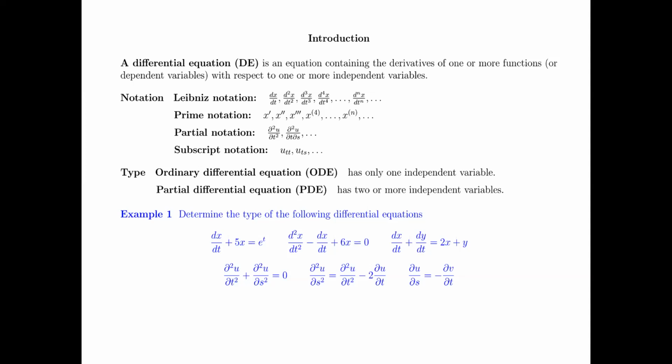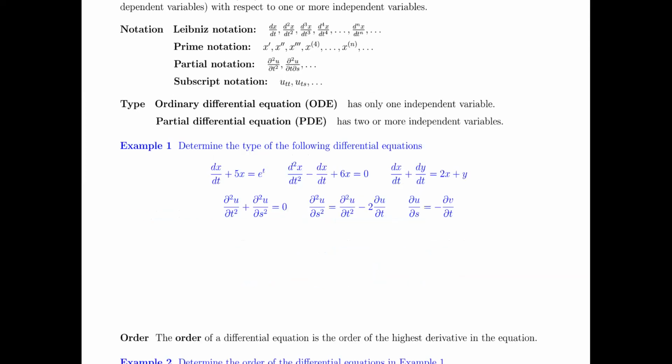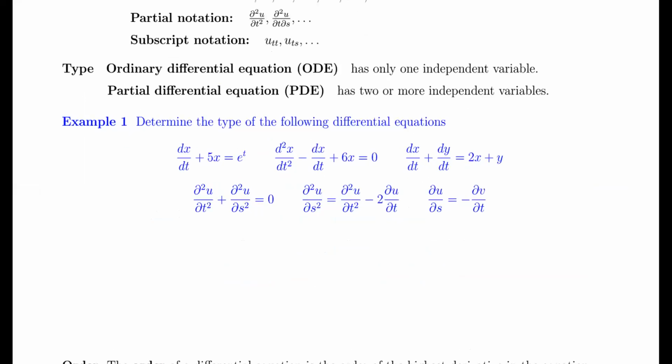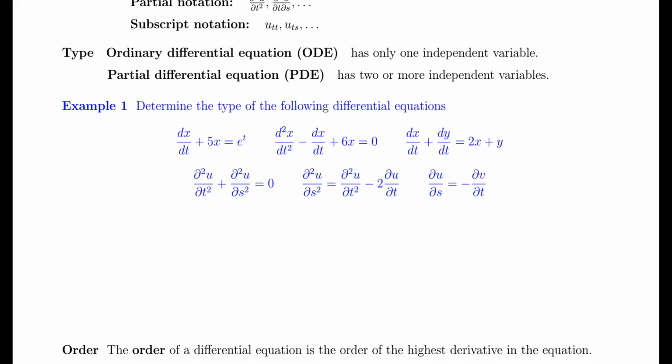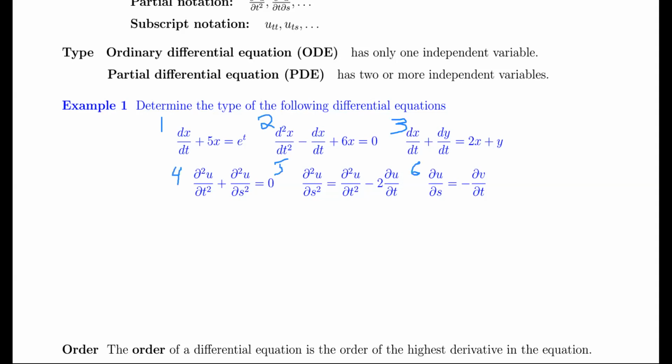Okay, so let's look at this first example here. We want to determine the type of the following differential equations. Do we have an ODE or do we have a PDE? I'm going to number these 1, 2, 3, 4, 5, and 6. And for number 1, is this an ODE or a PDE?